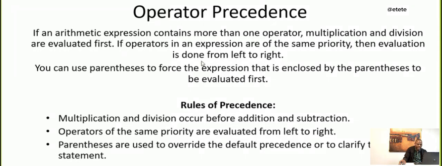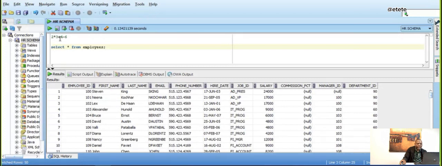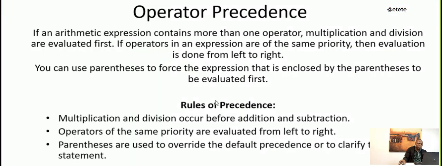For example, like that expression you saw, you have multiplication, addition and subtraction. Multiplication is higher than addition and subtraction, so you multiply the first two numbers, which is 2 times 3. Since addition and subtraction are of the same priority, you work from left to right. You can use parentheses to force the expression enclosed by the parentheses to be evaluated first. You see what he's saying? If you want to change the priority, you can use brackets to do that.